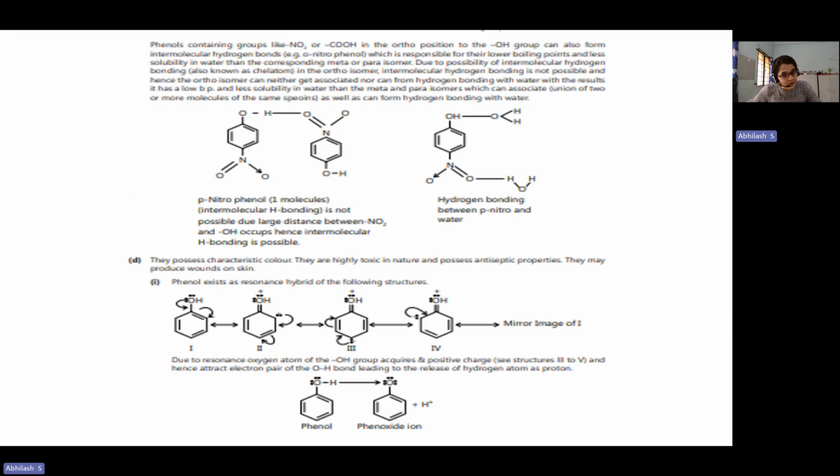See, there is an electron rich site in the second, fourth and sixth positions. This is ortho, this is para, and this is ortho. This is the electron rich site. So electrophiles can easily attack the electron rich site of the phenoxide ion.